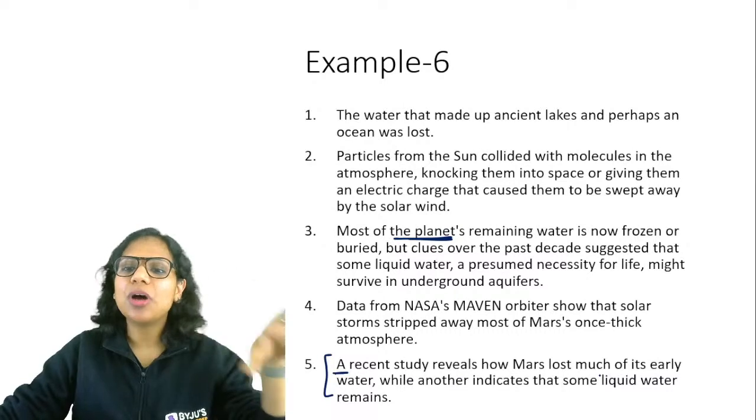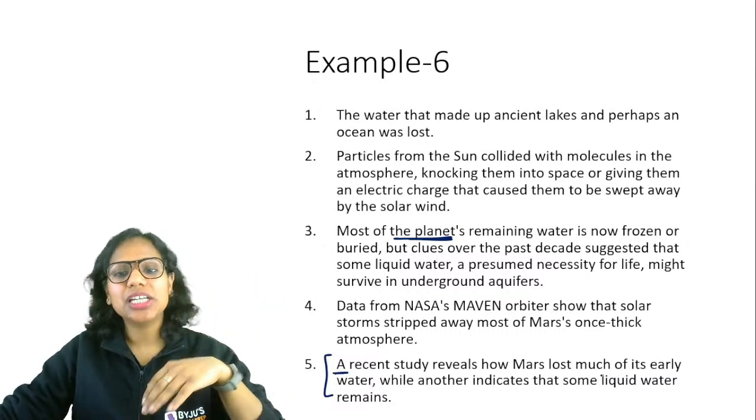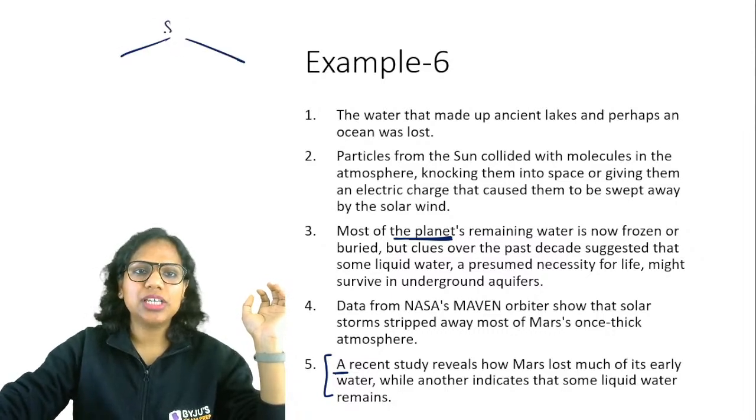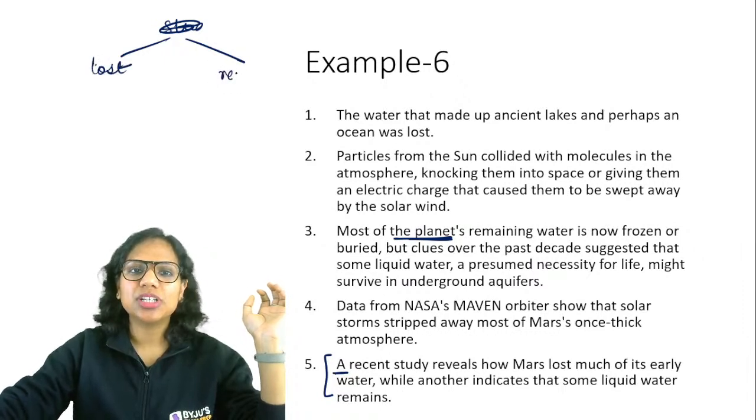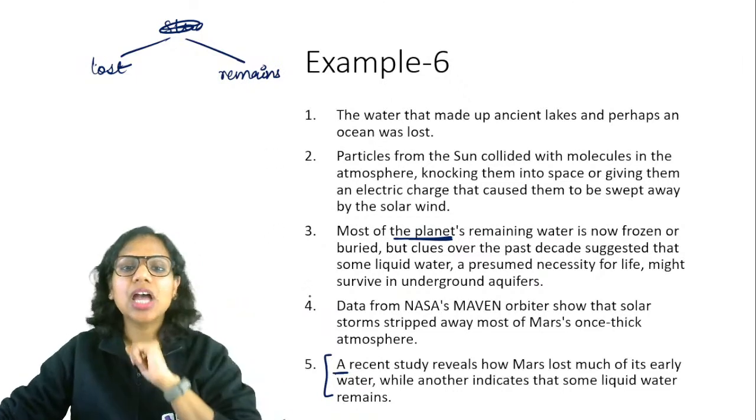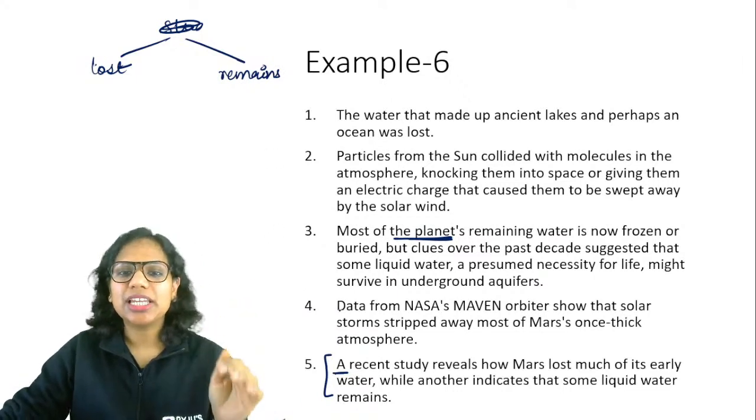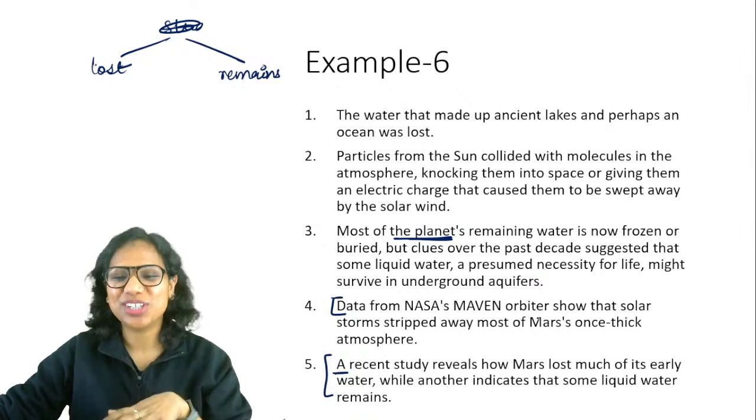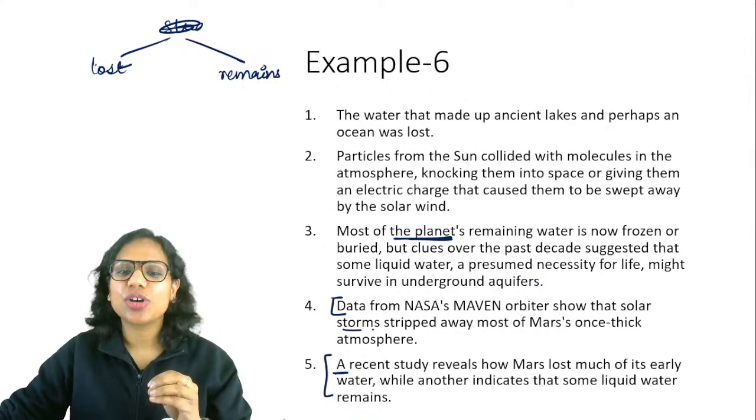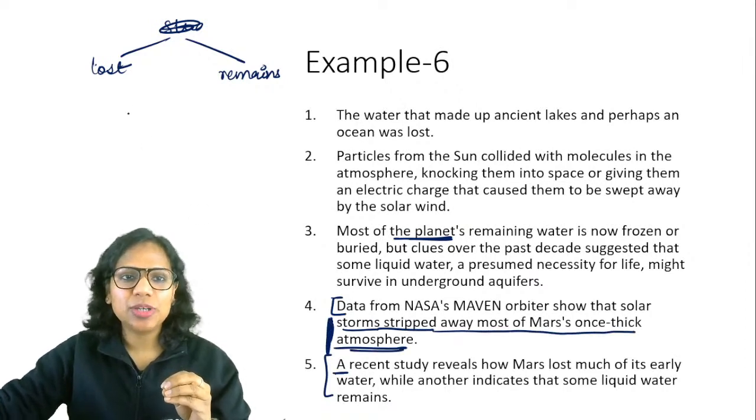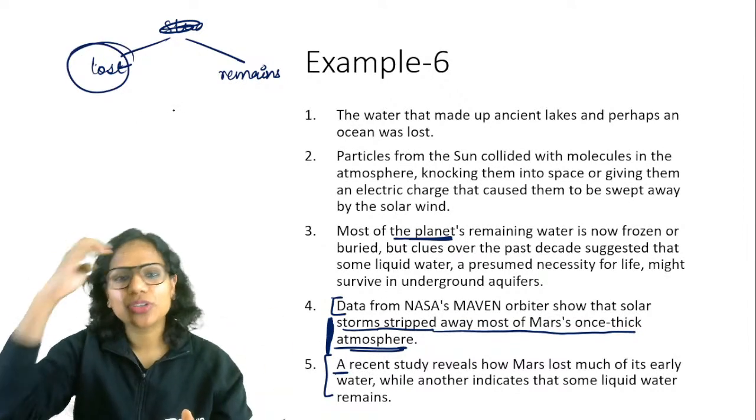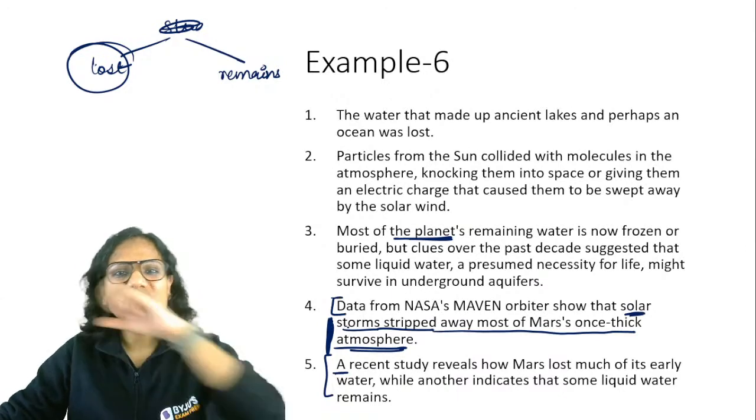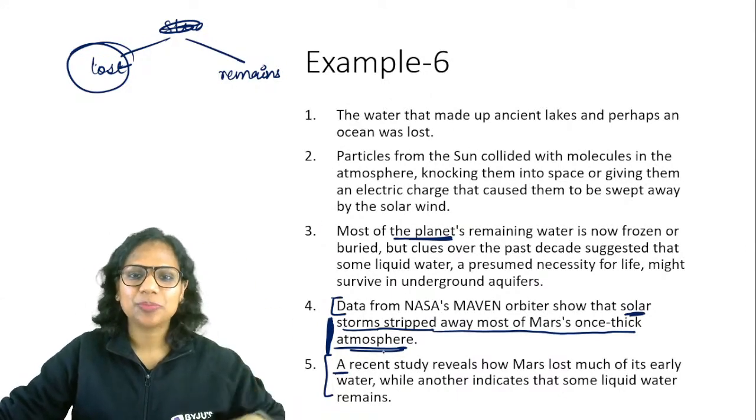A recent study reveals how Mars lost much of its early water, while another indicates that some liquid water remains. So one study told us how it lost much of its water, and the other told us that some liquid water remains. Now, 4 is talking about one of these studies. Data from NASA's Maven orbiter shows that solar storms stripped away most of Mars's once thick atmosphere. So this is telling me how it lost the water, right? Through what? Solar storms. What did they do? They stripped away its air, its atmosphere.